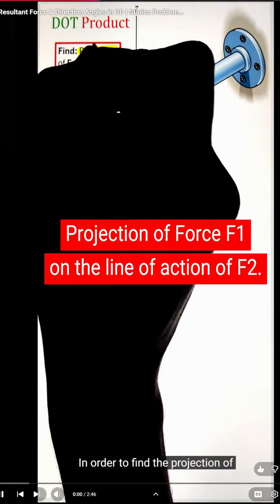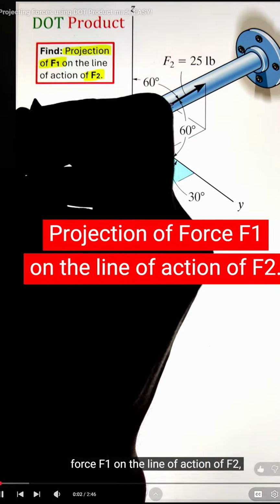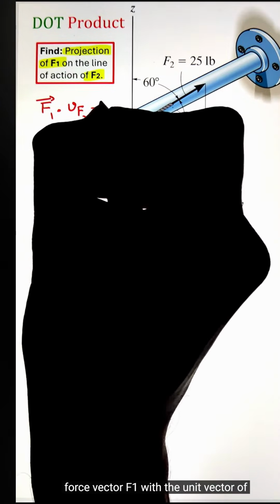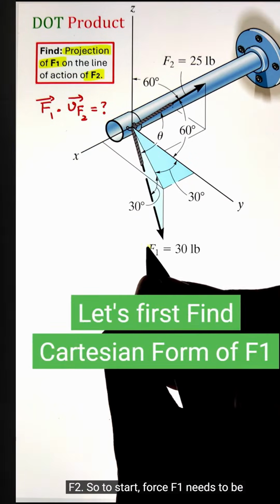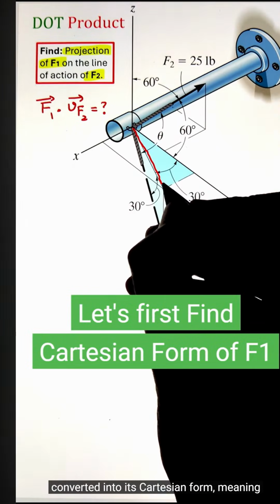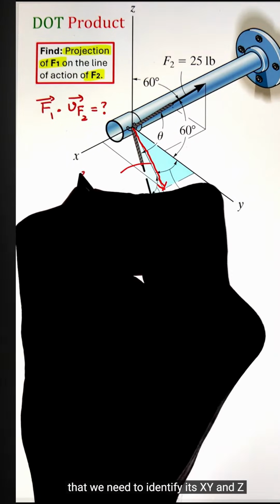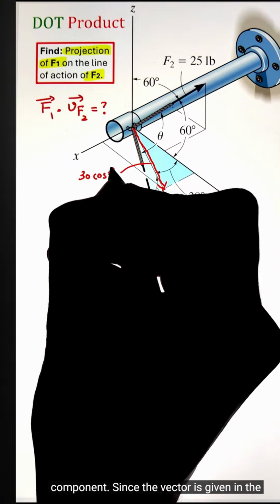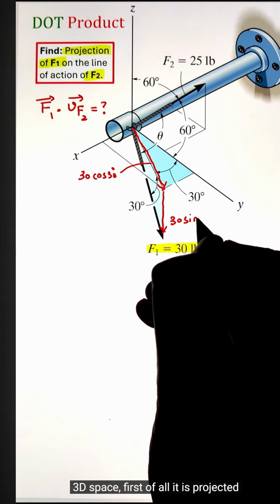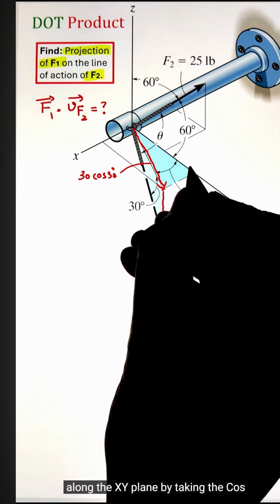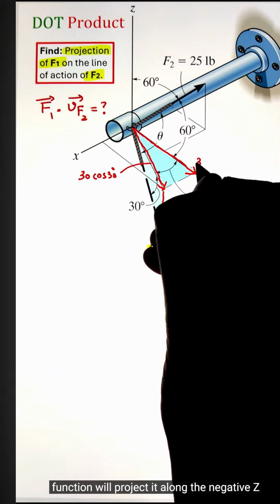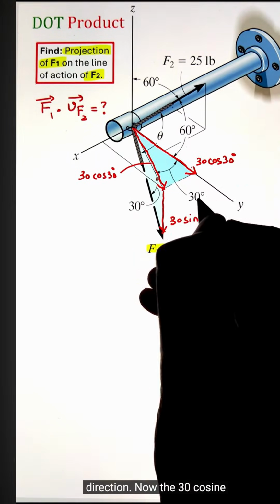In order to find the projection of force F1 on the line of action of F2, we can utilize the dot product between the force vector F1 with the unit vector of F2. So to start, force F1 needs to be converted into its Cartesian form, meaning that we need to identify its x, y, and z components. Since the vector is given in 3D space, first of all, it is projected along the xy plane by taking the cos 30 function, whereas the sin 30 function will project it along the negative z direction.